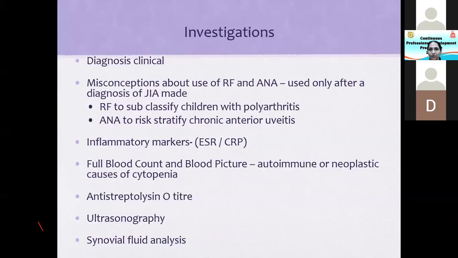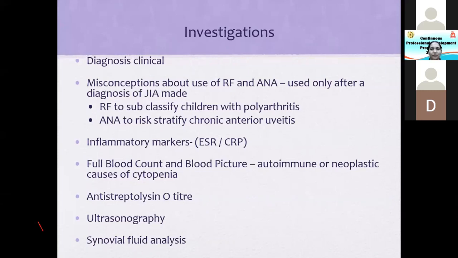So when you're investigating children with arthritis, the diagnosis is usually clinical. You use the investigations to support your diagnosis. There's a misconception about the use of rheumatoid factor and ANA. It is not to diagnose JIA. It is used after a clinical diagnosis of JIA has been made, either to subclassify into rheumatoid factor positive or negative polyarthritis, and also the ANA is used to risk stratify for chronic anterior uveitis.